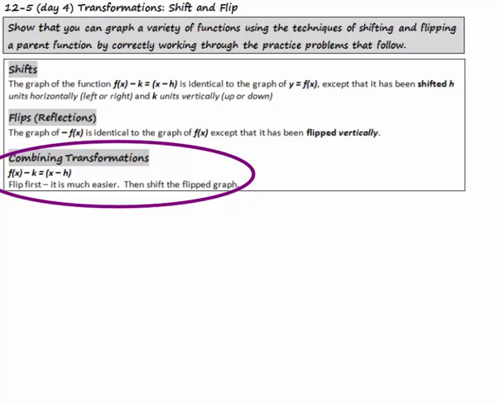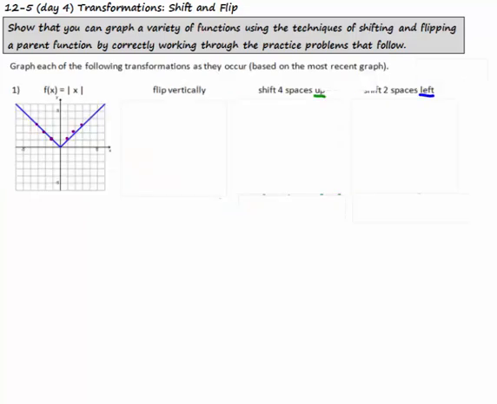Hello again, algebra students. So right now we're going to be looking at not just shifting our curves, we're going to be shifting and flipping, so combining our transformations together. And we're going to look at more than just parabolas. So first let's take a look at our absolute value graph.